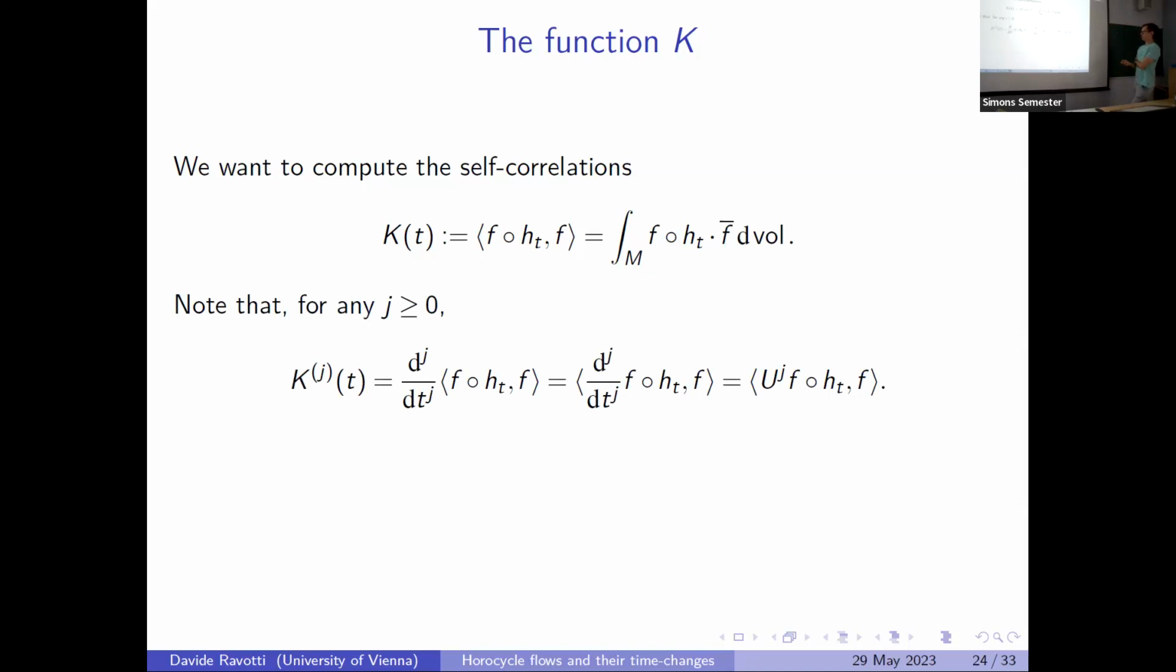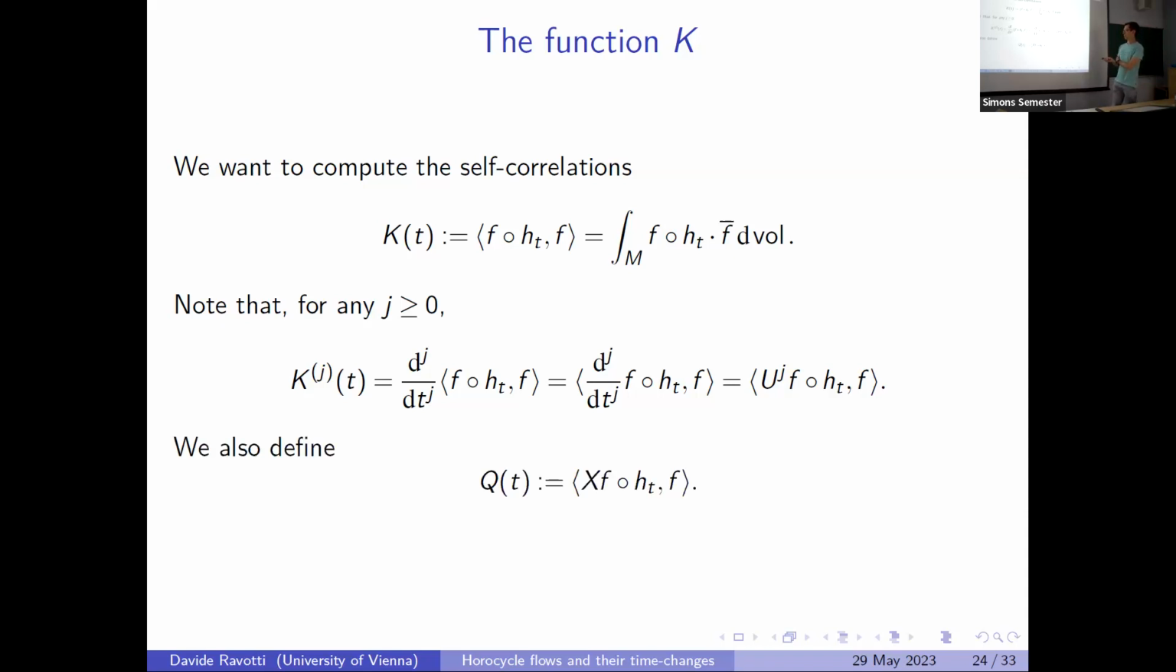So let me start by noticing, I will look at this as just a function of time, of t. First of all, if I take the derivative with respect to time, I can put it inside the inner product. And here I get the derivative with respect to time of f composed with the flow. So this is just the inner product of the derivative of f with respect to the vector field generating the horocycle flow composed with f. And this is true for any non-negative j.